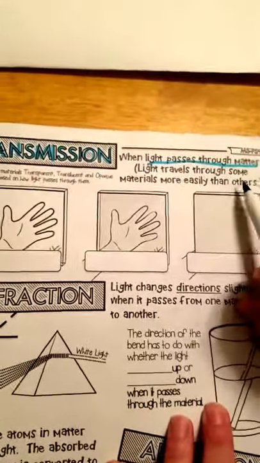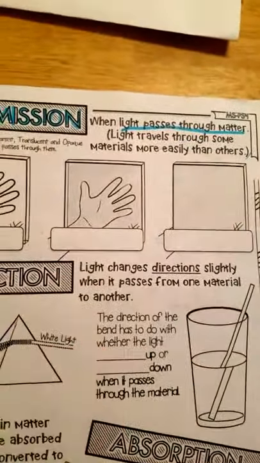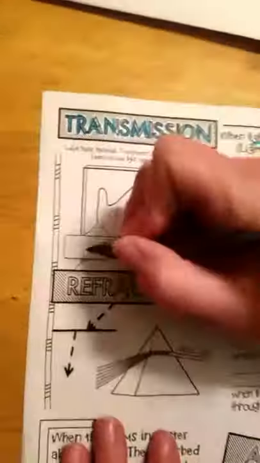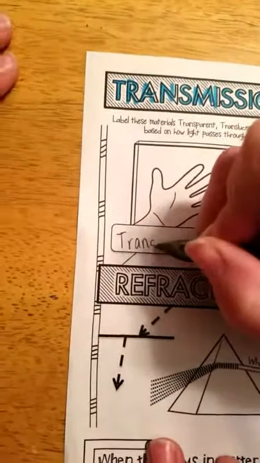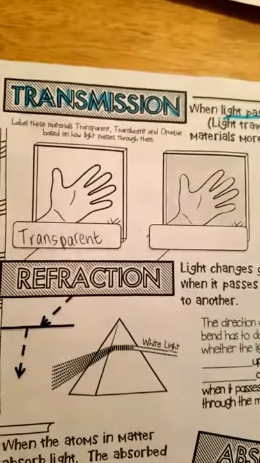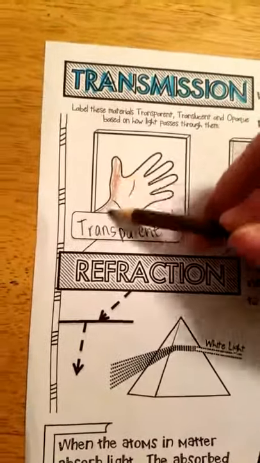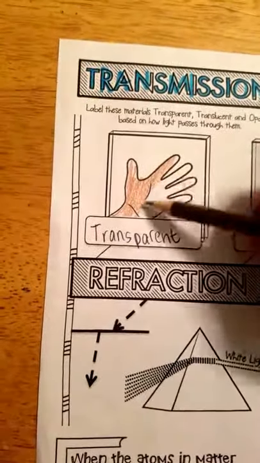So light travels through some materials more easily than others. There's 3 types of material that we're going to talk about. The first one is transparent. Sometimes I can tell your motives are very transparent. I know what you want. I can tell by the way you ask for something what you want from me. So that means you're being transparent.